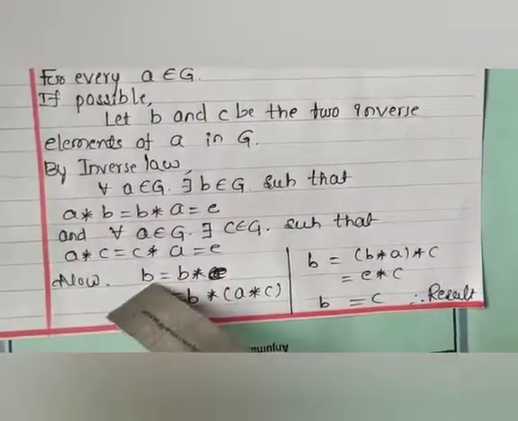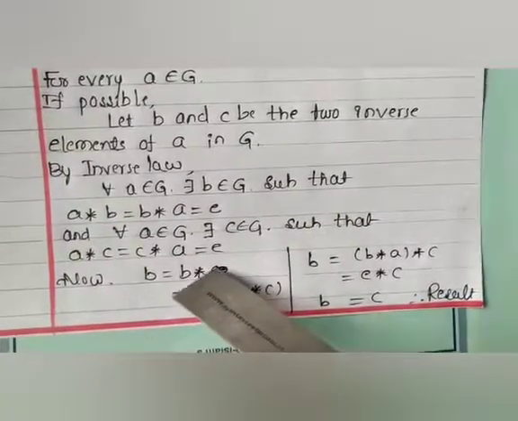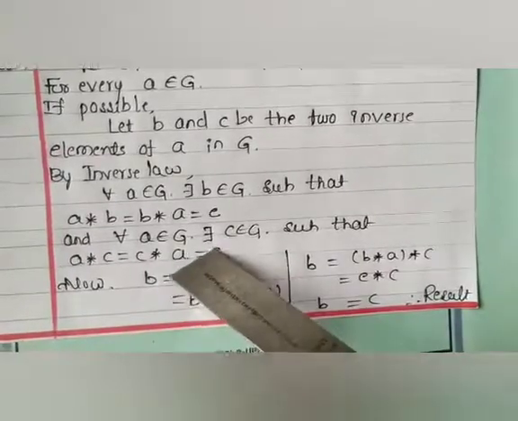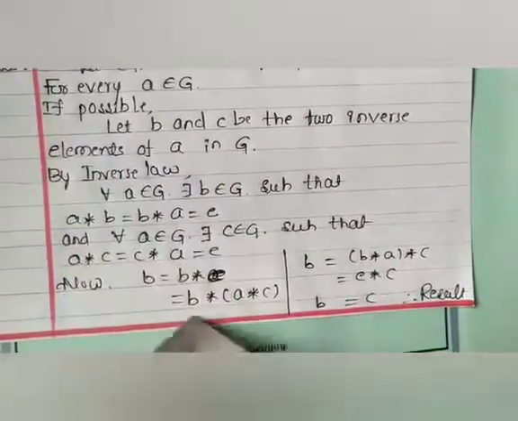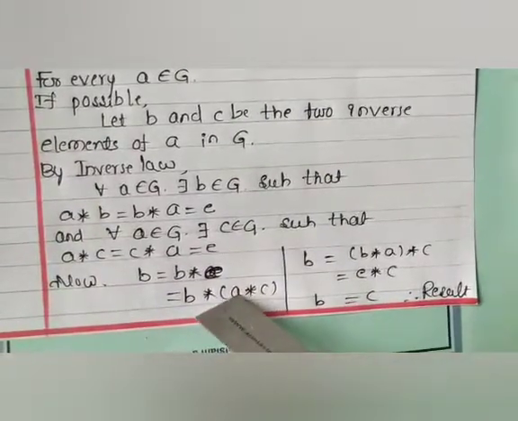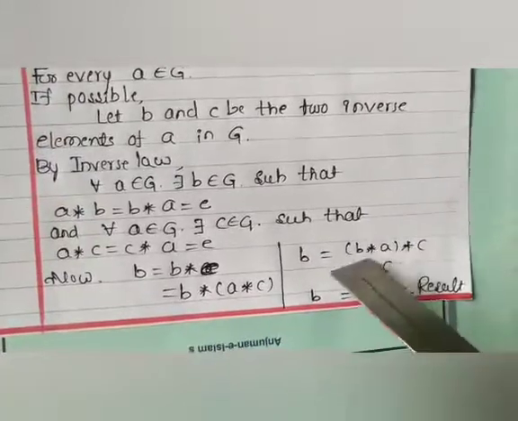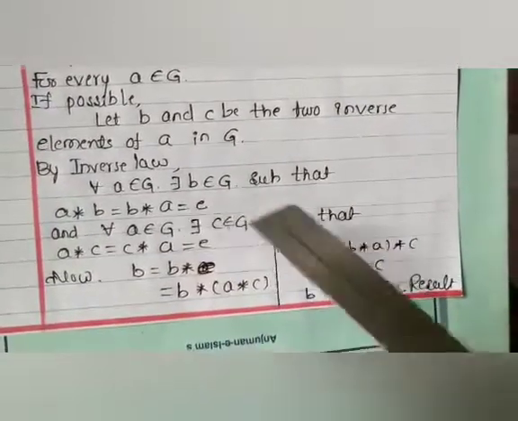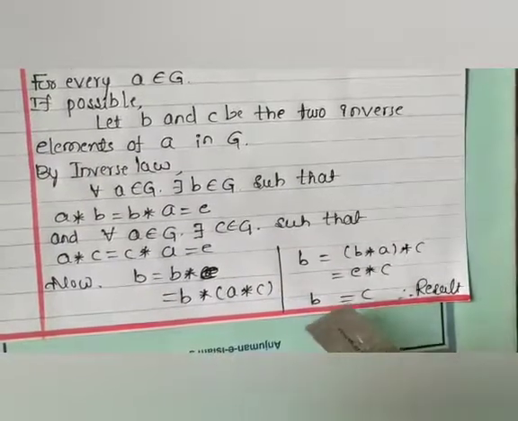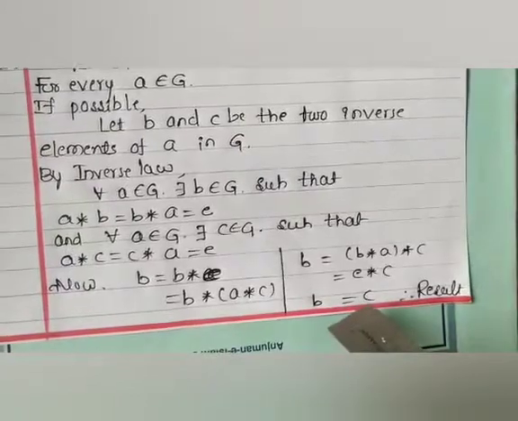Now consider B. How to write B? B can be written as B star E, because E is the identity element. But E is replaced as A star C. So B star of A star C. Change the bracket by means of the associative law: B star A, star C. What is B star A? B star A is again E. E star C is nothing but C, because E is the identity element. So I started with B, and I get B is equal to C.